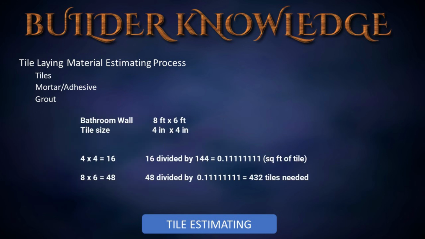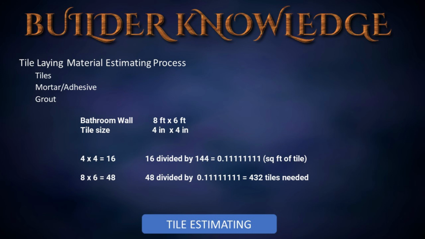So let's figure out a bathroom wall that is 8 foot by 6 foot. And we will be tiling with 4-inch tiles. So we need to find out what the area of the tile is in square feet. So we will multiply our tile sides. 4 times 4 equals 16. We then divide by 144. We do so because 1 square foot is 144 inches. Once we divide 16 by 144, our equation should end with 0.11111111.